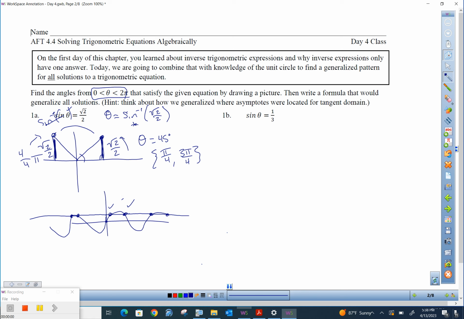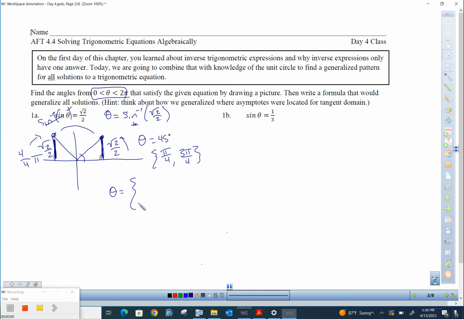Okay, so how that works is we're going to treat this kind of like a piecewise function. So we'll start with theta equals, because we're solving for an angle. Then we'll open a set bracket where we have stuff stacked on top of each other. So we're going to say the first angle, pi over 4. But then I can say, well, I can get another solution by going another lap around the circle, or another period if I'm thinking on my graph. For sine, that's 2 pi.